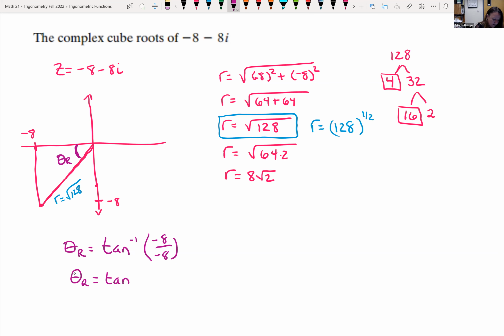tangent inverse of 1. So I know that my reference angle here is pi fourths, but I'm in the third quadrant. So theta is going to equal pi plus pi fourths. So common denominator, I have 4 pi fourths plus 1 pi fourths, which is 5 pi fourths.